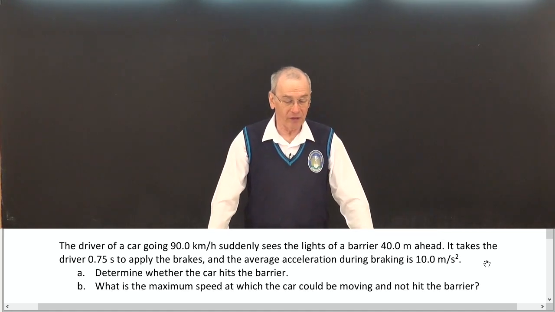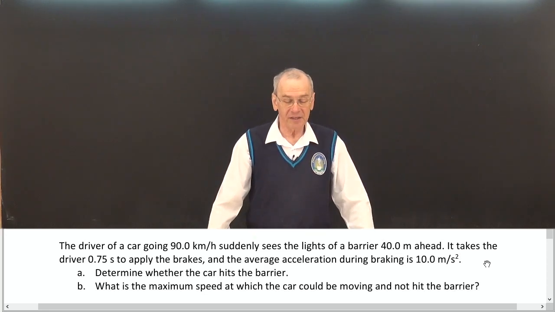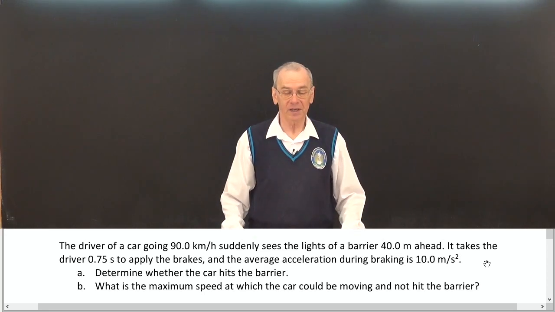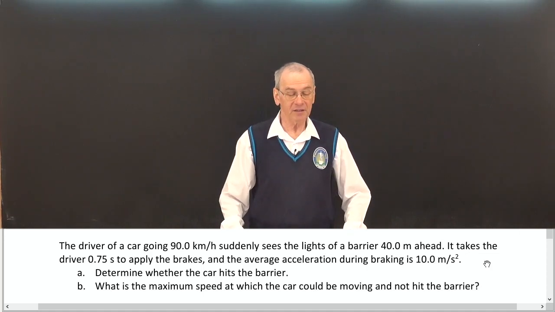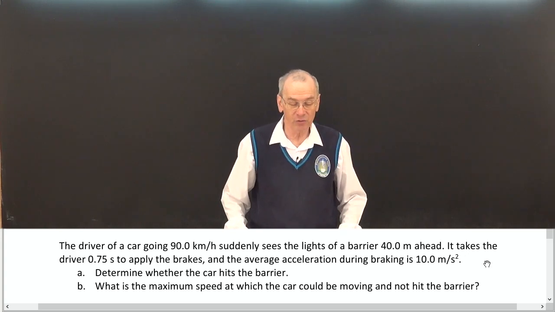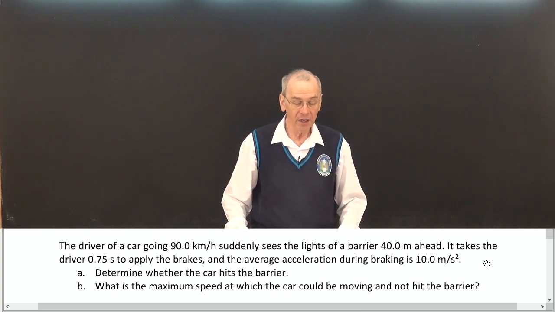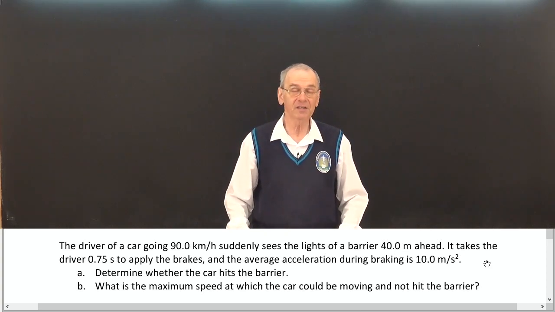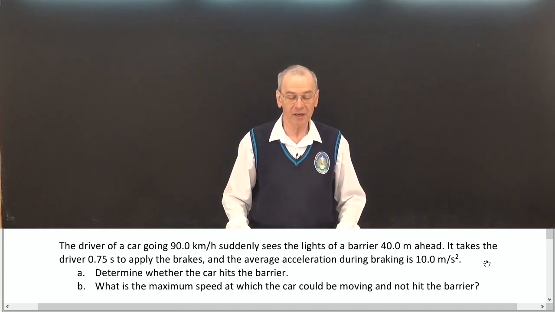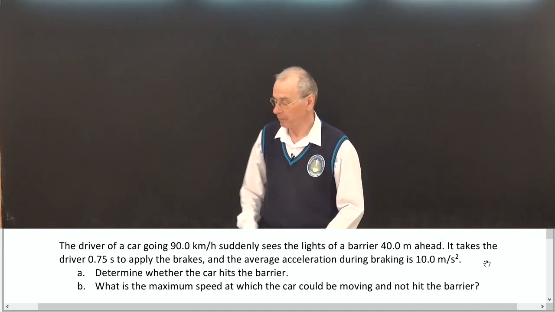The driver of a car going 90 kilometers per hour suddenly sees the lights of a barrier 40 meters ahead. It takes the driver 0.75 seconds to apply the brakes, and the average acceleration during braking is 10 meters per second squared. A. Determine whether the car hits the barrier. B. What is the maximum speed at which the car could be moving and not hit the barrier?